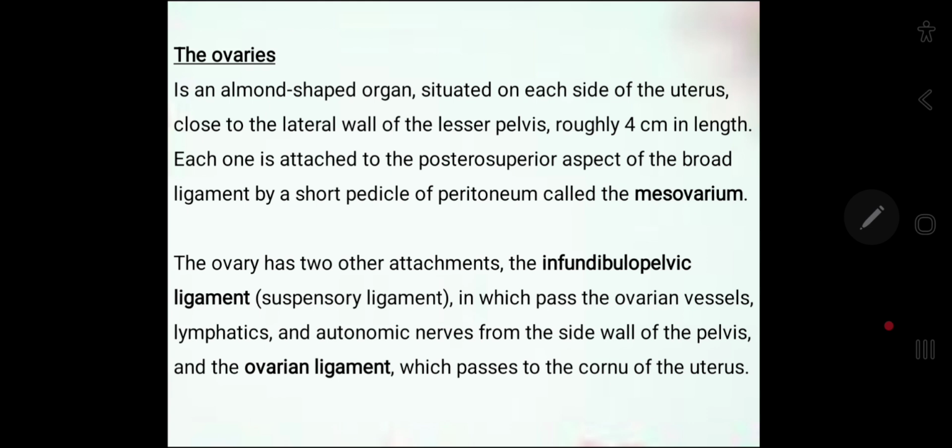The infundibulopelvic ligament or IPL, also called the suspensory ligament, attaches the ovary to the lateral pelvic wall. It contains the ovarian vessels, lymphatics, and autonomic nerves. The ovarian ligament attaches the ovary to the uterine body. So, the mesoovarium connects the ovary to the broad ligament, the suspensory ligament connects the ovary to the lateral pelvic wall, while the ovarian ligament attaches the ovary and uterus.